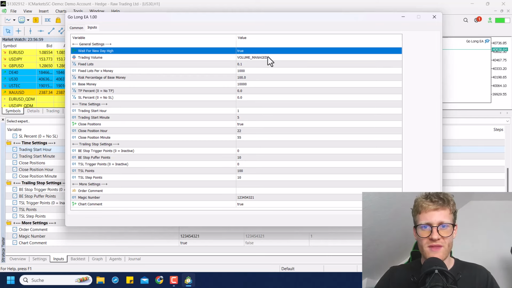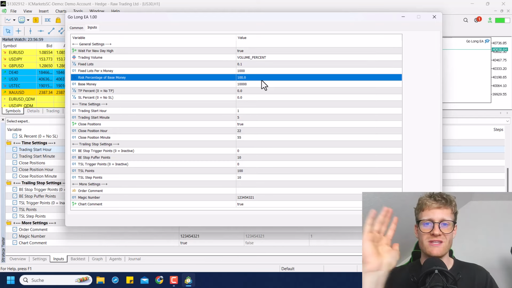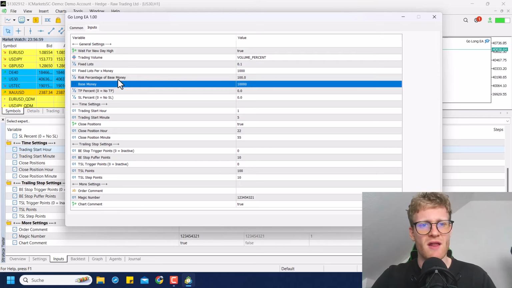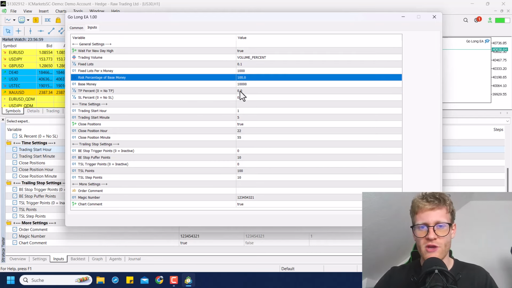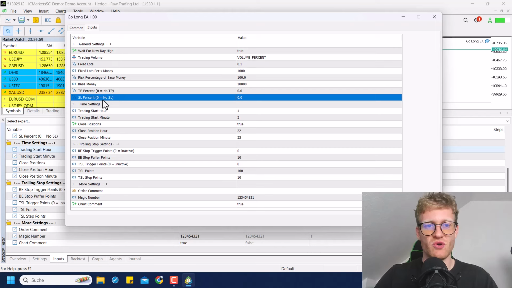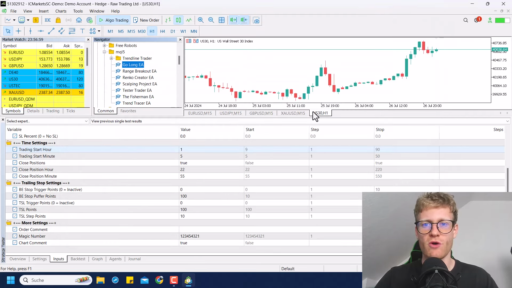And then, if you go to volume percent, this means that you will open the position with a lot size that is calculated on a risk in percent. So let's say, for example, the risk percent is 100. So 100% risk. You risk pretty much your whole account with one single trade. And what this means is that, for example, if you do not trade with a stop loss, just like I normally do, it will invest so many lots.